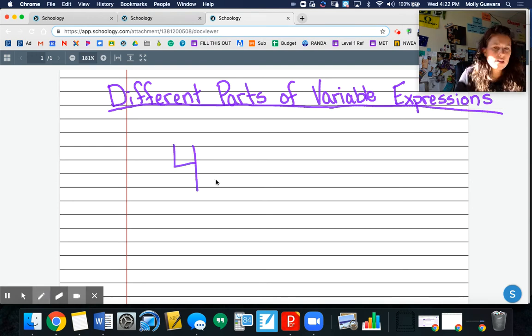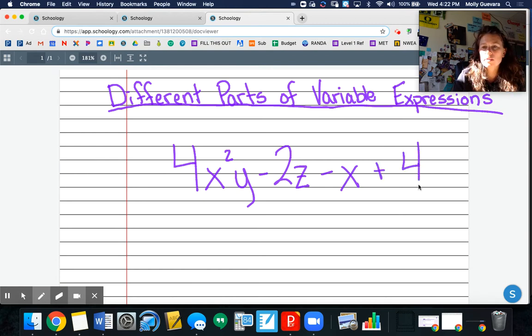4x squared y minus 2z minus x plus 4. And we're going to talk about some parts here. So the first thing I want to talk about is how many terms does this expression have?